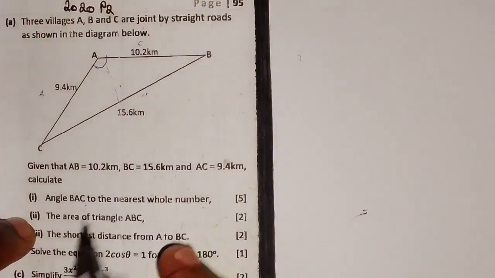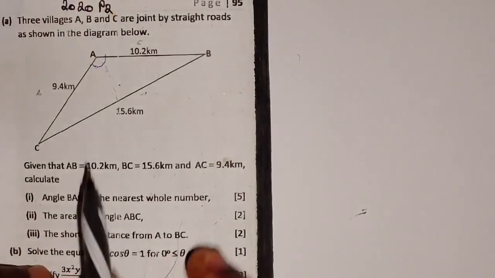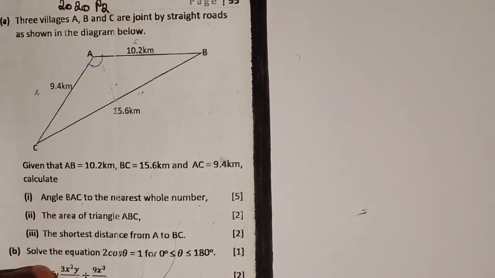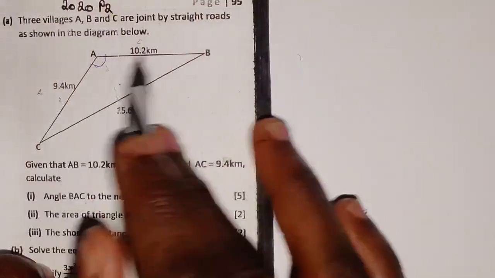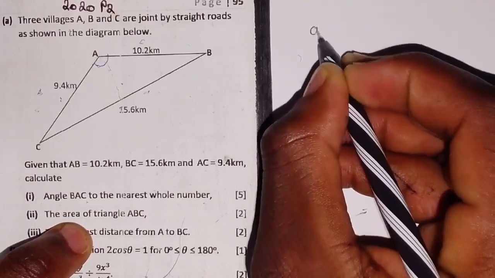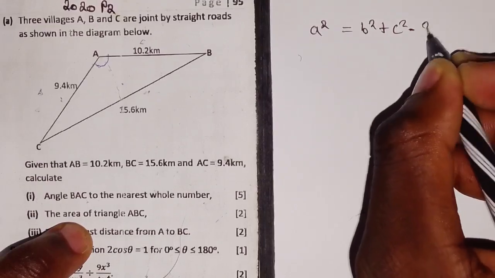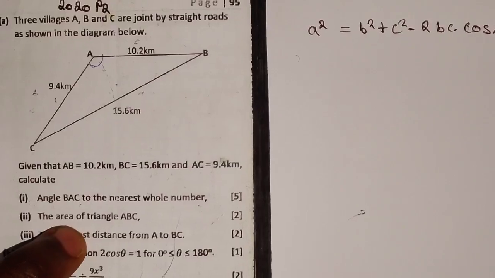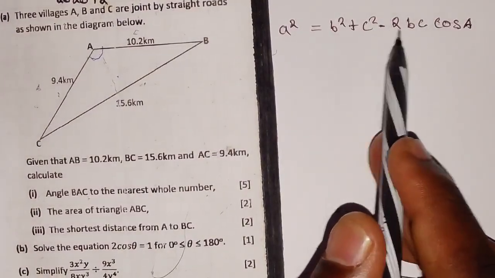Okay, so let's begin our procedure. We start by finding angle BAC because it's the first question. If you look here, you will notice that we don't have any angle, which makes it difficult for us to use the sine rule. So we're going to use the cosine rule, because the sine rule cannot work when we have no angle here. We know that the cosine rule is given by the formula a squared is equal to b squared plus c squared minus 2bc cos A. This is how the cosine rule is.